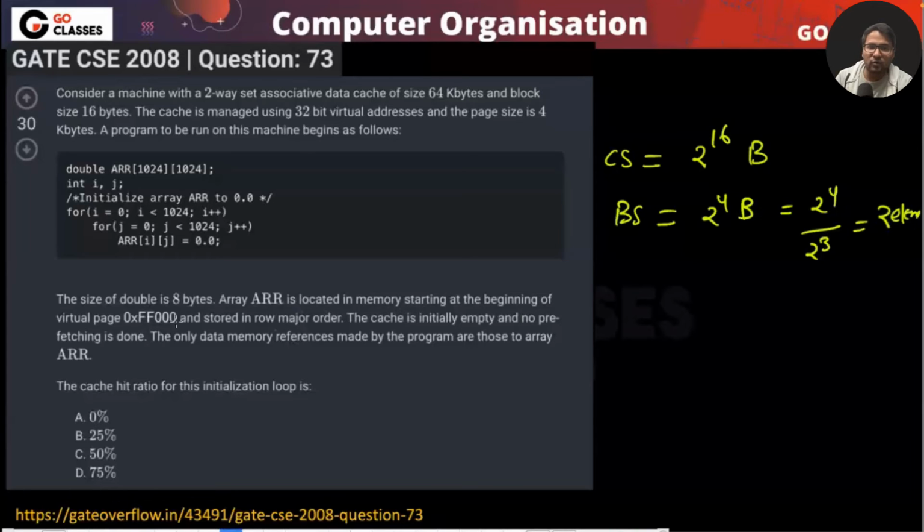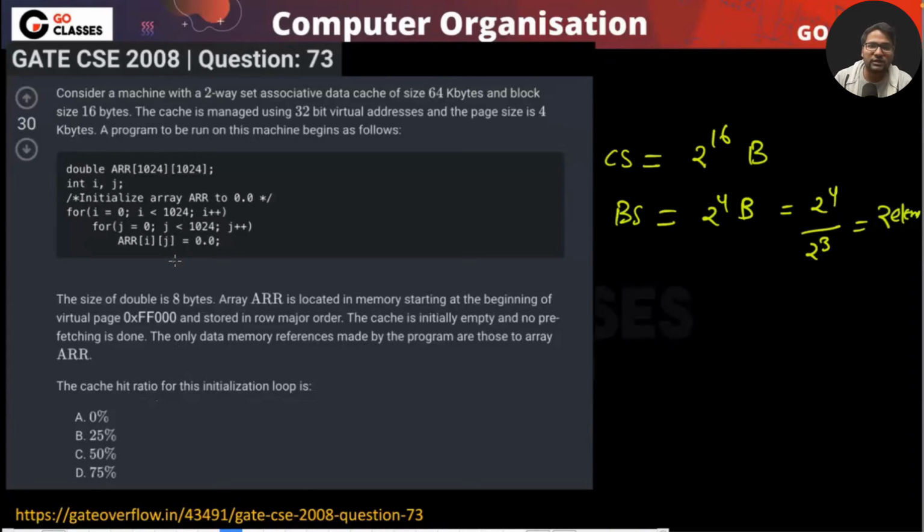The array is located at the beginning of some virtual page. So can you tell me, is this block aligned? Is the array starting at the start of a block? Tell me. The block size is 2 power 4. Since it is 2 power 4, the last 4 bits are 0. So it is definitely the starting address of a block, right? Okay. The cache is initially empty and no prefetching is done. The only data memory references are the array; they're asking for the hit ratio.